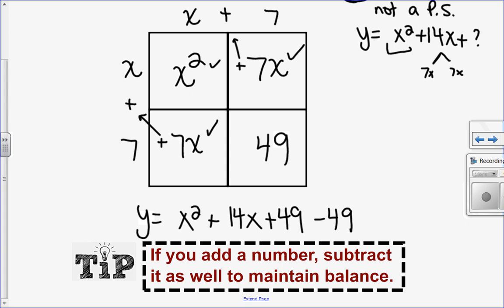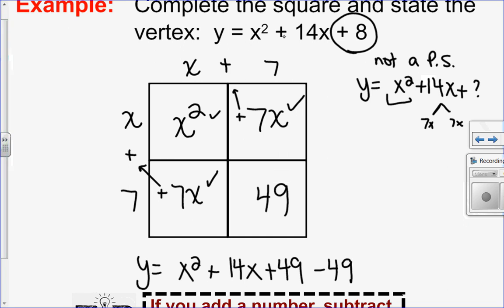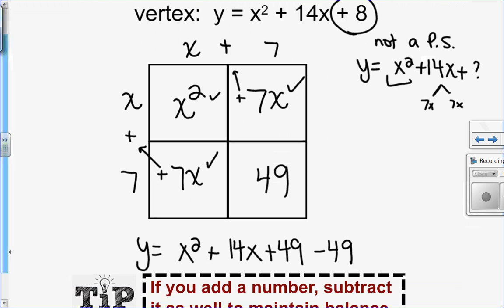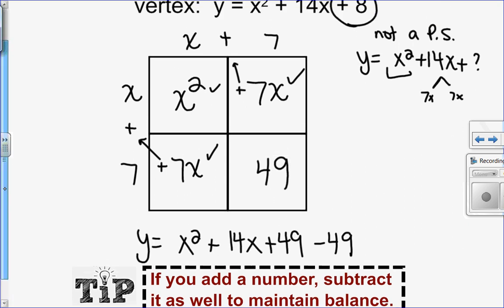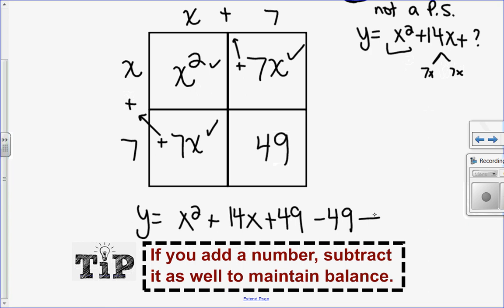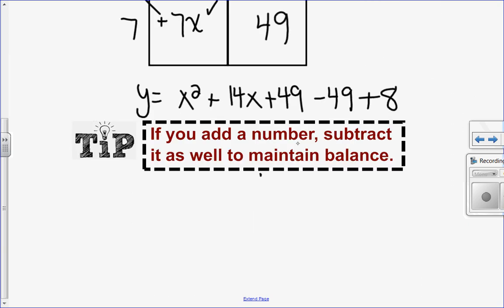But that's actually a good thing, because I can add zero to any expression without changing it. Now remember when we started, it was x squared plus 14x plus 8. So I really have x squared plus 14x because this whole thing is 0. So I'm just going to go back up here and add on the 8. So at this point here, I haven't changed the question. It looks different, but I haven't really changed it because that 49 take away 49, this whole thing here is actually 0.